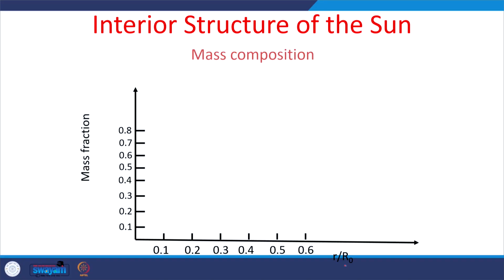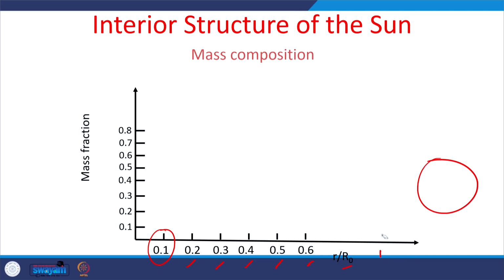This hydrogen and helium is a very generic chemical composition wherever you go, right? But internally, how does it look? If you take r by r naught, where r is the distance and r naught is the radius of the sun, you will get a fraction. So 0.1 means 10% of the radius of the sun, then 20%, 30%, 40%, 50%, 60%, and you go on until 1.0, where you are sitting on the surface of the sun.